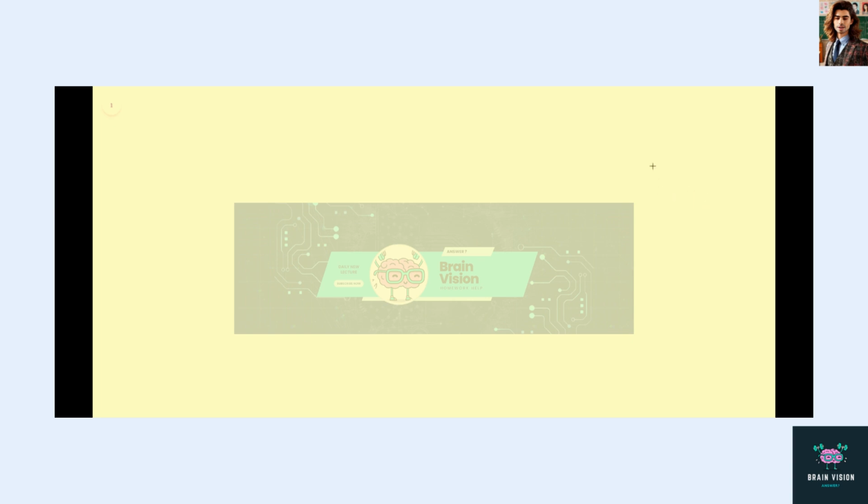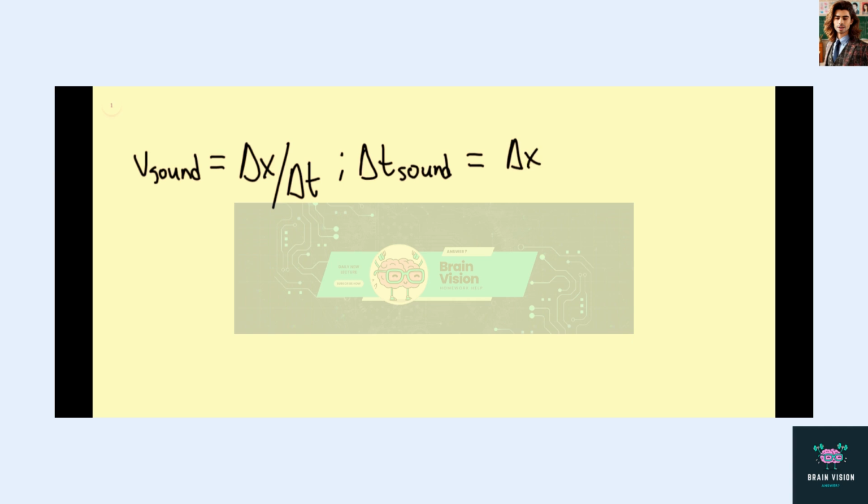So we want to find the average speed of the bowling ball. So we can say that the velocity of sound would be equal to the delta x divided by delta t, which means that the time taken for the sound to reach back to the bowler would be equal to delta x divided by the speed of sound, or the velocity of sound.